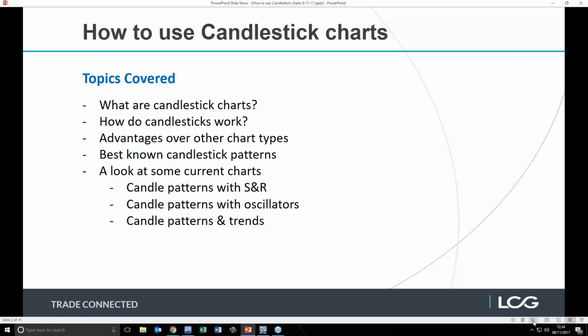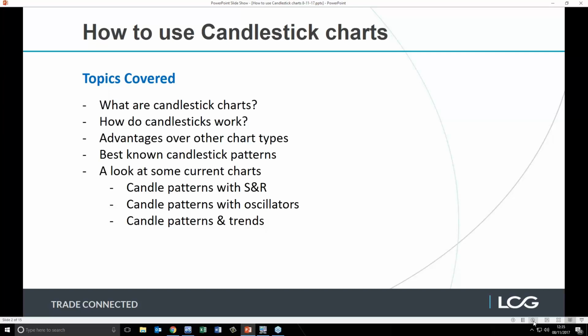So the topics we're covering today. What are candlestick charts? The very basics of what we're actually looking at here. How do they work? The advantages over other chart types. Obviously, we're focusing on candlestick charts today. It just happens to be, in my experience, the most popular charting type for day traders. But obviously, there's other charts as well.